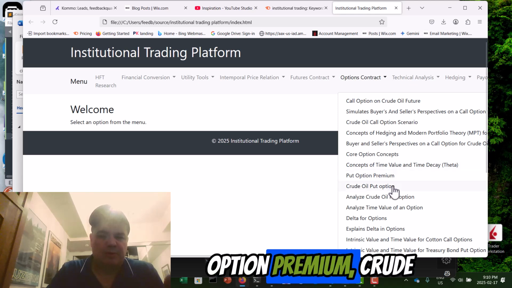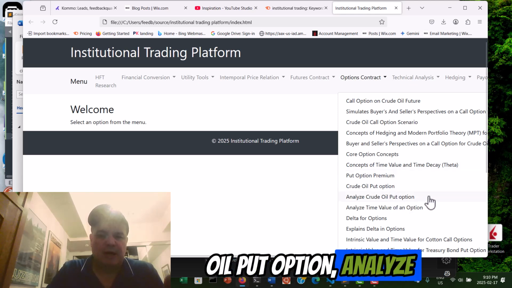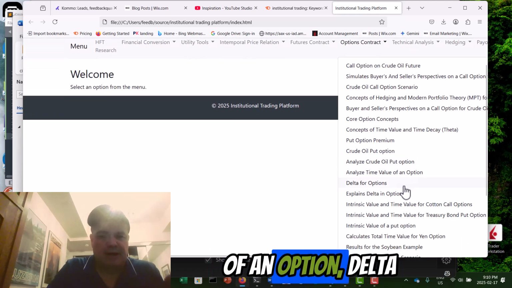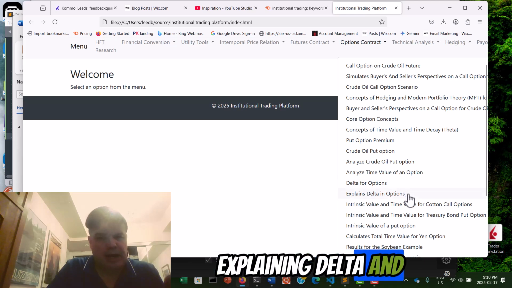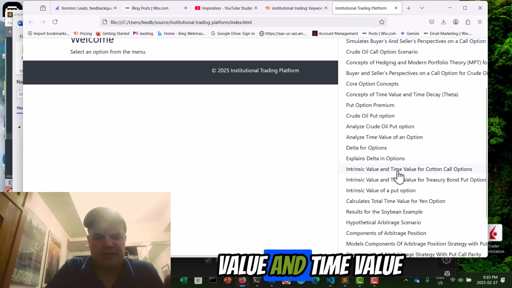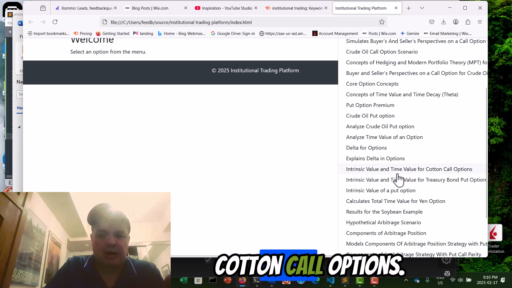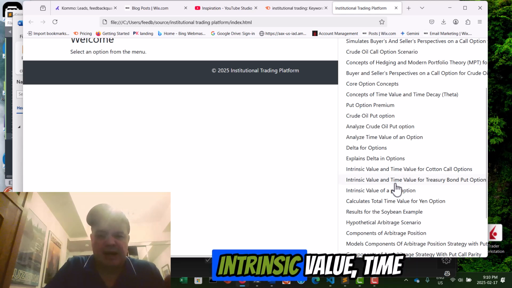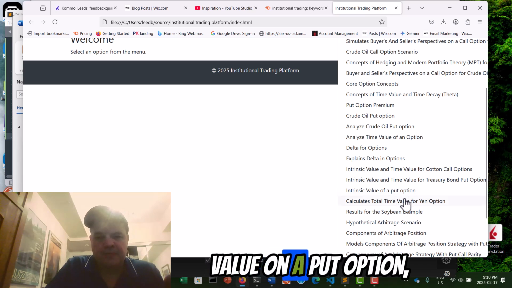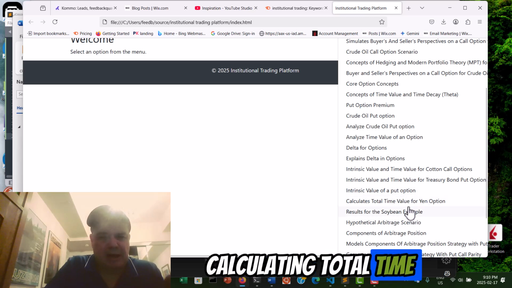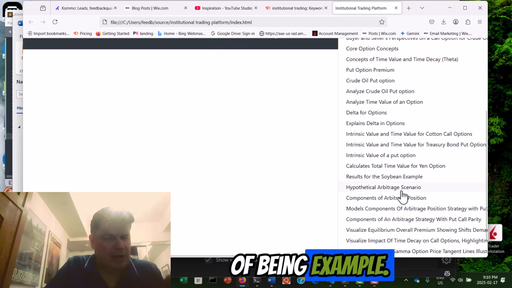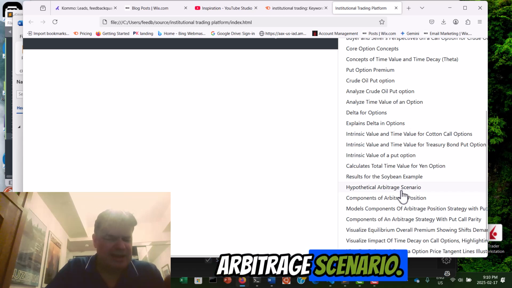We could look at put option premium, crude oil put option, analyzing time value of an option, delta for options, explaining delta in options, all the different techniques of that, intrinsic value and time value for an example of cotton call options, intrinsic value and time value for treasury bond put options, intrinsic value on a put option, calculating total time value of a yen option, resulting from a soybean example, hypothetical arbitrage scenario.